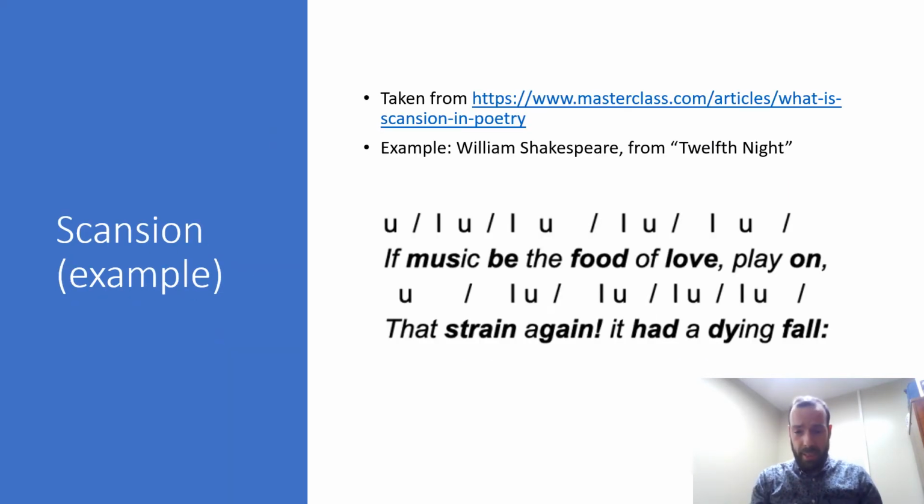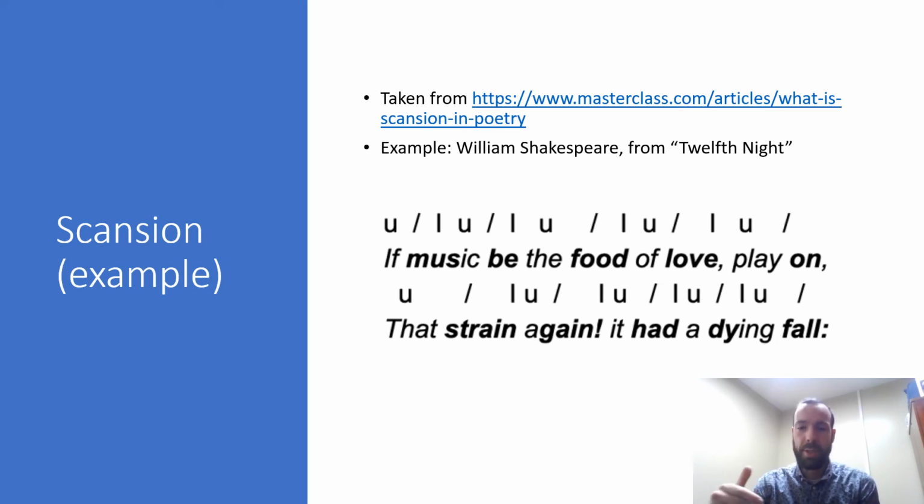So, for example, this is a couple lines from William Shakespeare's Twelfth Night, very famous quote. "If music be the food of love, play on. That strain again, it had a dying fall." So if you were reading this on the page normally, it wouldn't have any of this stuff. It wouldn't have the bolded words. It wouldn't have the marks over top of the words. It would just be the text, just the words. But here it's marked up with a notation called scansion, and it helps us to see where the meter is, where the emphasis is. So a really easy way to tell is you emphasize the syllables in bold, right?